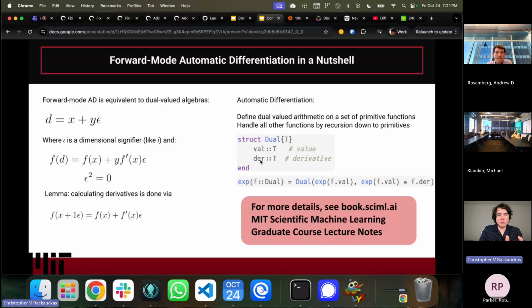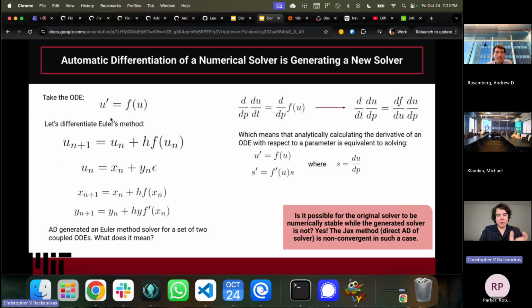And so if you actually look at what automatic differentiation does on Euler's method, if you take Euler's method and you stick in a dual number, so a dual number is equivalent to doing automatic differentiation, then you can actually see what happens. Automatic differentiation of a code that does Euler's method takes a thing that does Euler's method and turns it into something that solves two ODEs at the same time. Right, solves this ODE and it solves this ODE at the same time.